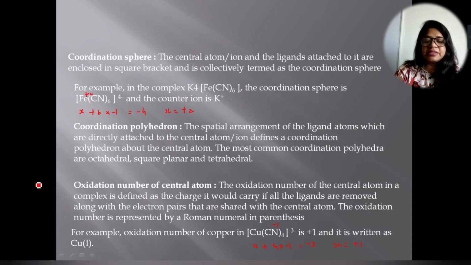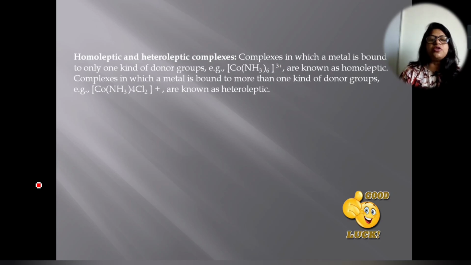Now let us go to the next term. Homoleptic and heteroleptic complexes. Complexes which have only one type of ligand are called homoleptic, and complexes which have two types of ligand are called heteroleptic. Okay, so [Co(NH3)6] is homoleptic, [Co(NH3)4Cl2] has two types of ligand, so that is heteroleptic.